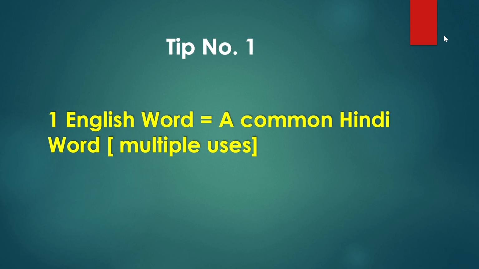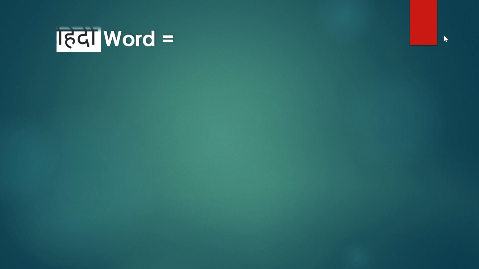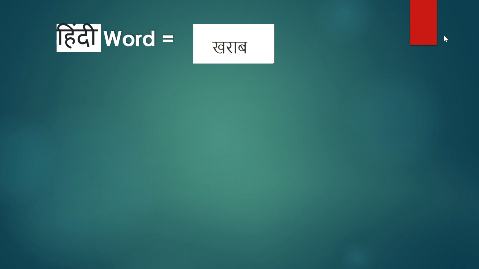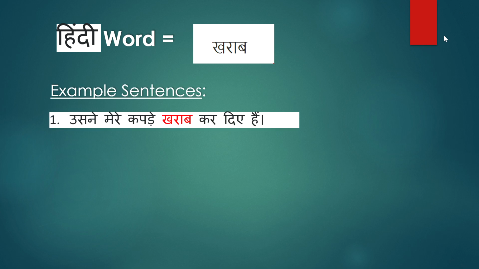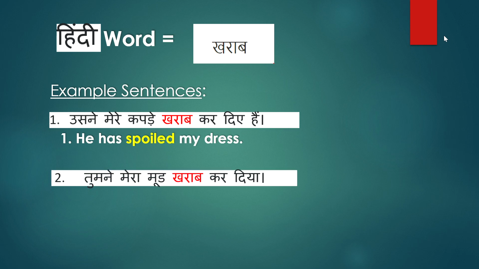Let's understand further. Suppose I take a Hindi word here, kharab, okay? This we use very often in our daily conversations. For this, I have taken an English word, spoil, all right? To be used in different situations. So the situation number 1 here is, उसने मेरे कपड़े खराब कर दिए हैं. So I would say he has spoiled my dress. Again, for another situation, which says, तुमने मेरा mood खराब कर दिया, I would again use the same English word, you spoiled my mood.